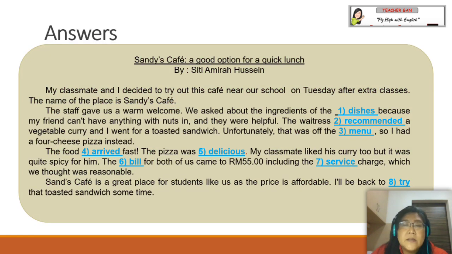Here are the answers. Number 1, dishes. Number 2, recommended. Number 3, menu. Number 4, arrived. Number 5, delicious. Number 6, bill. Number 7, service. And the last one is tried.